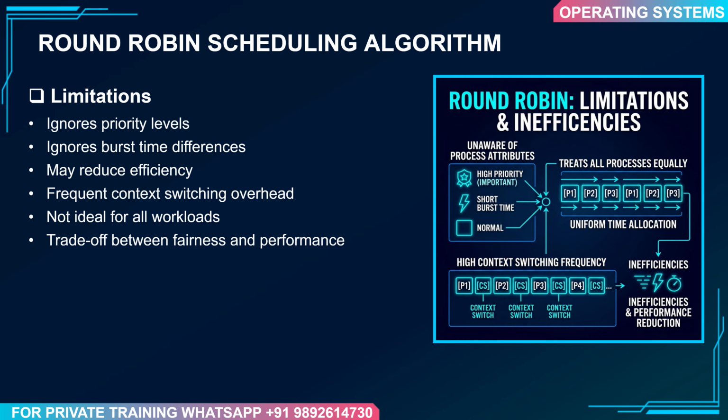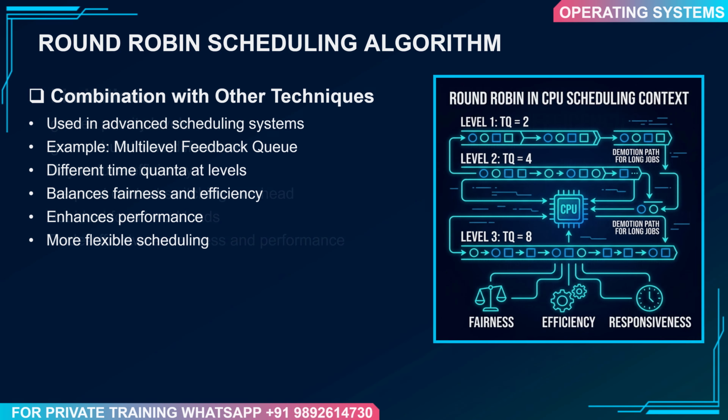However, round robin is not perfect. One limitation is that it does not consider process priority or burst time. All processes are treated equally, even if some are more important or shorter than others. This can sometimes lead to inefficiencies. Also, as we discussed, frequent context switching can reduce overall system performance if not managed properly. So, while round robin is simple and fair, it may not always be the most efficient choice for all types of workloads.